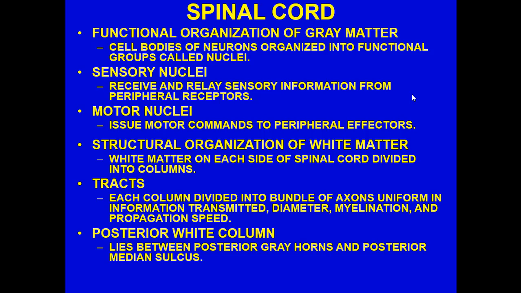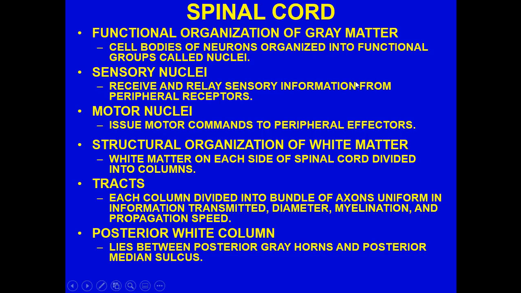The structural organization of the white matter. This is where we find the white matter on each side of the spinal cord divided into columns. We're going to talk about these. Now, when we use the term tracts, each column is divided into a bundle of axons that are uniform in information that is transmitted. They're uniform in diameter, in myelination, and propagation speed.